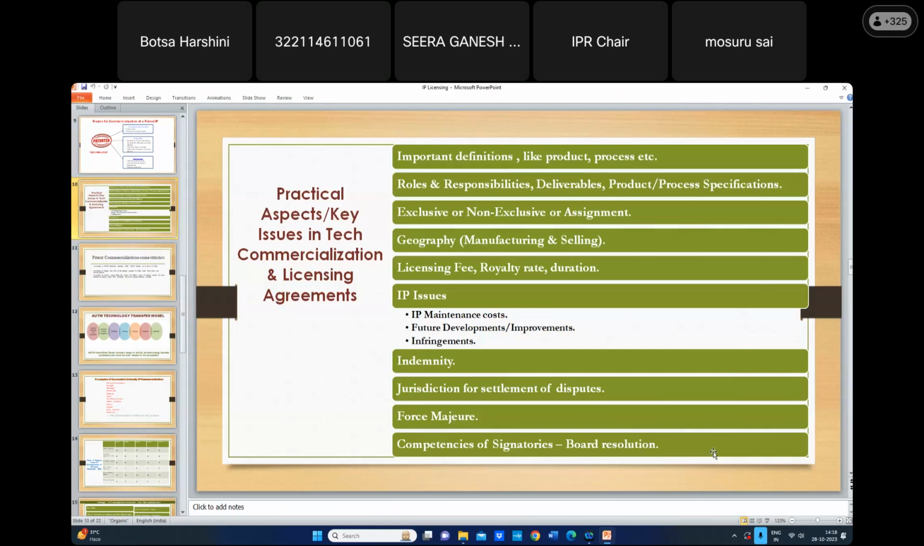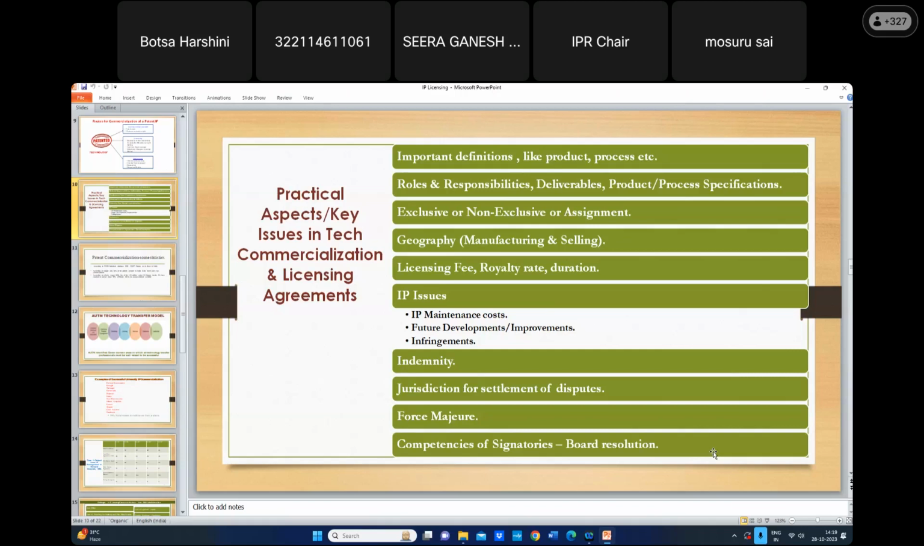In a hurry, many times what happens is the CEO signs it, but unless the CEO is authorized by the board, that agreement is invalid. Many times the courts have dismissed such cases, so it's very, very important. These are some of the important clauses or terms and conditions you should incorporate in your licensing agreements.